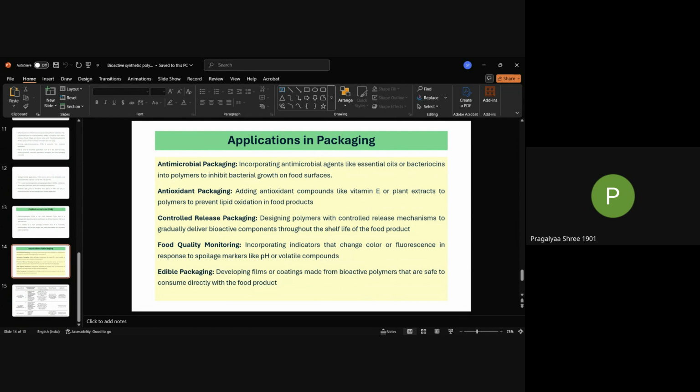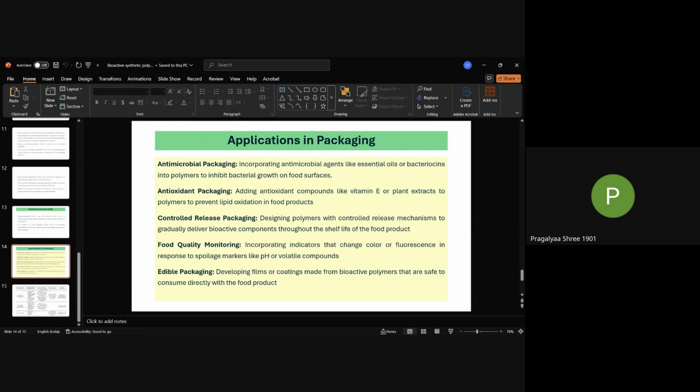Then food quality monitoring. Here we insert some sensors, and indicators can be fixed on the surface, so that when there is a pH change or any other change, that will intimate the quality of the food substances to the consumers or to the retailers. Then edible packaging, developing films or coatings made from bioactive polymers that are safe to consume directly with the food product. So edible packaging is nothing but, along with the packaging material, we can consume it.